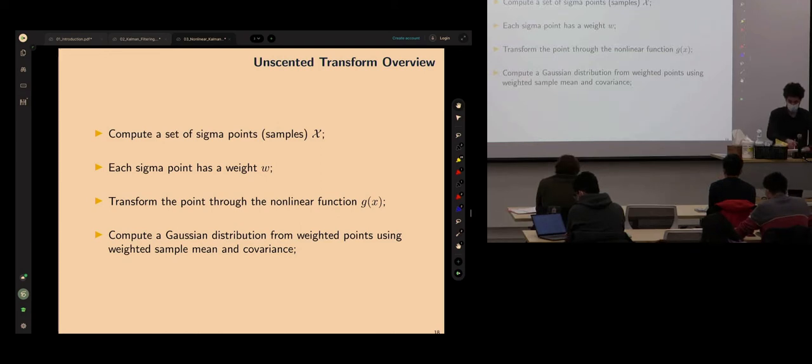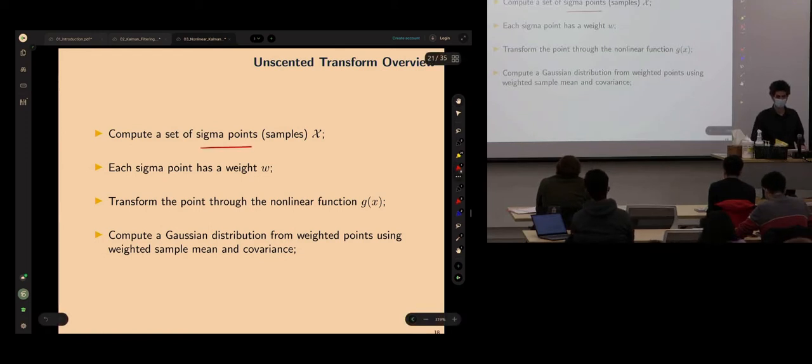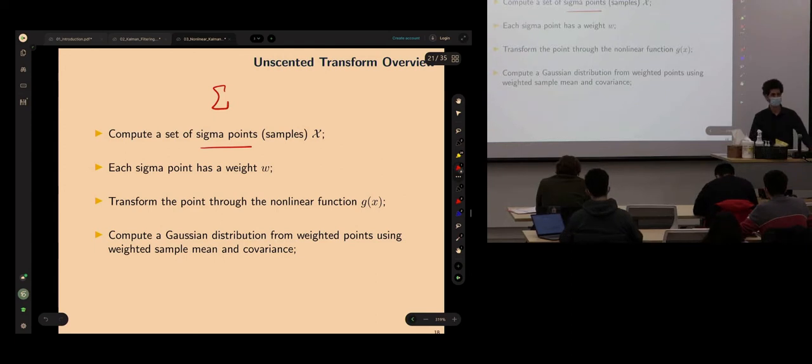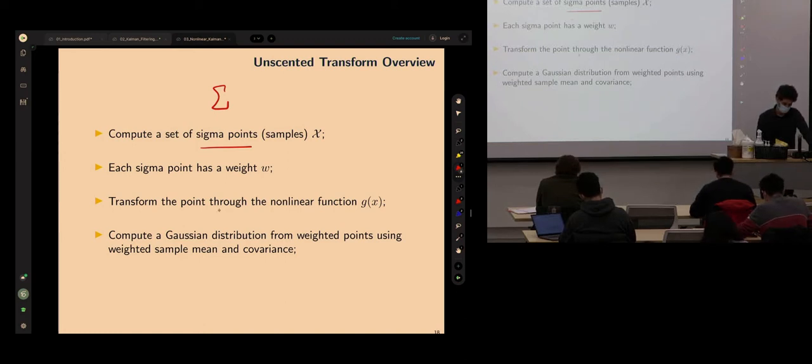Okay, next topic is unscented transform. Second idea. Well, the idea is like this. Compute a set of samples. We call these samples sigma points. Why? Because we use sigma for covariance. These are points generated from the sigma. Then people decided to call it sigma points. That's my guess. Never verified it.